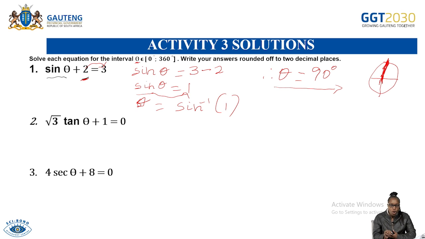The second one, I have root 3 tan theta plus 1 equal to 0. Again, the additive inverse of positive 1 is negative 1, transposed to the other side. So I will have root 3 tan theta equal to negative 1. And what is blocking me from having the answer? I still have root 3. So I will start by dividing both sides by root 3. Divide both sides by root 3.